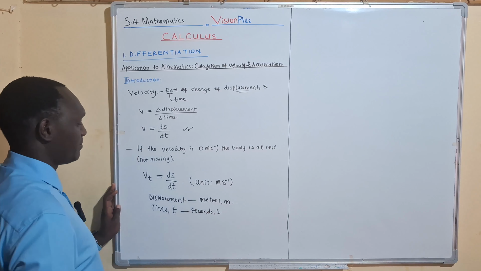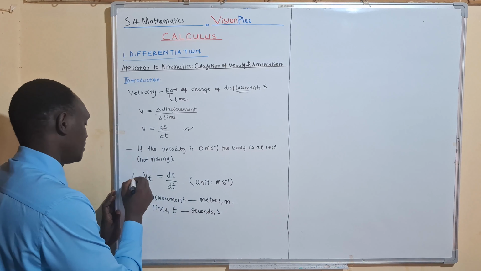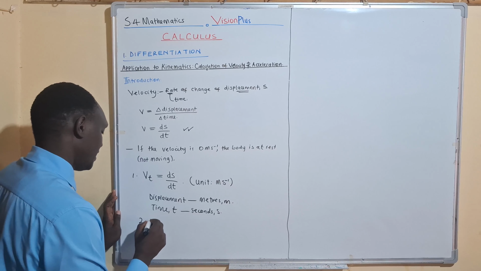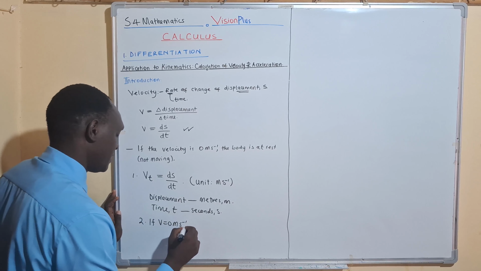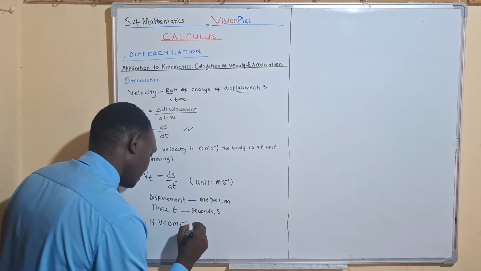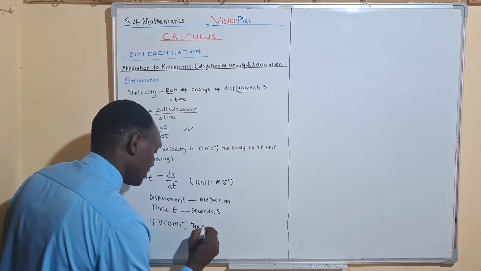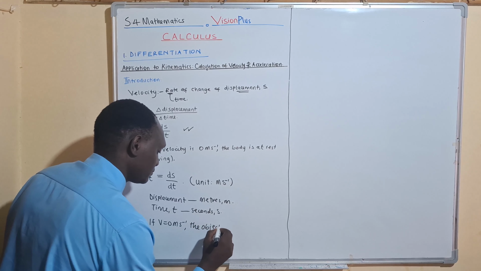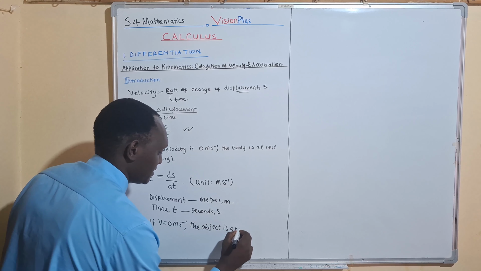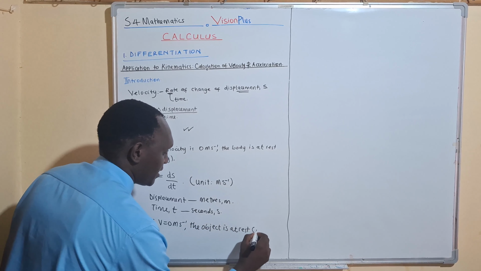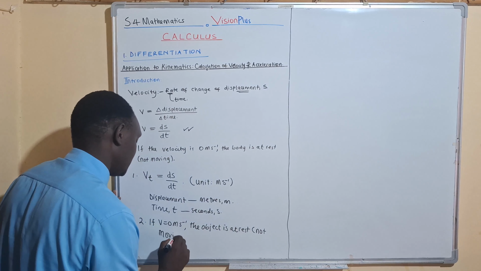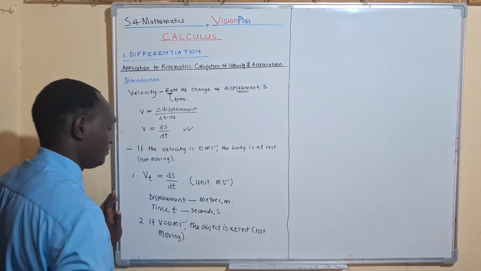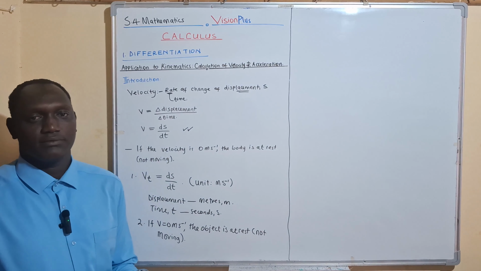So this is what is very important for us to know. This is one. Two is that if the velocity is 0 meters per second, the body is not moving. So the body or the object is at rest. In other words, it is not moving. These are the two things that we must take away from the concept of velocity.